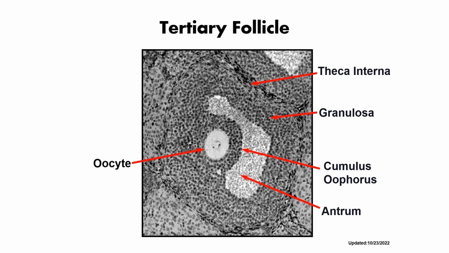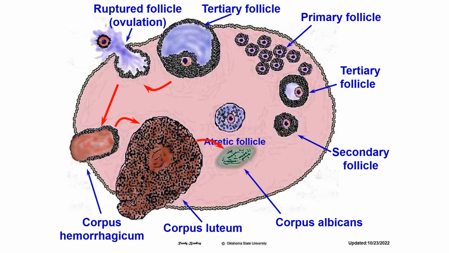Another diagram of the tertiary follicle showing the different parts of the tertiary follicle. Of course, its most prominent part is the antrum that contains the follicular fluid, and we have here the oocyte surrounded by the cumulus oophorus. The tertiary follicle will be the one that later on will rupture and undergo ovulation. Ovulation is a process whereby the mature ovum will be released from the ovary. Of course, this occurs mostly during estrus.